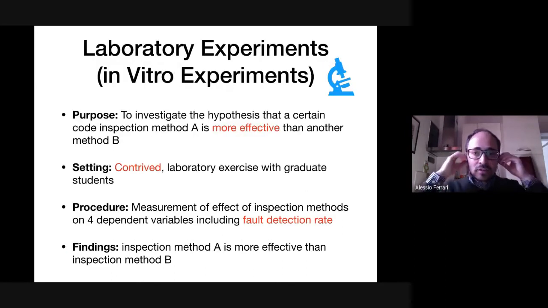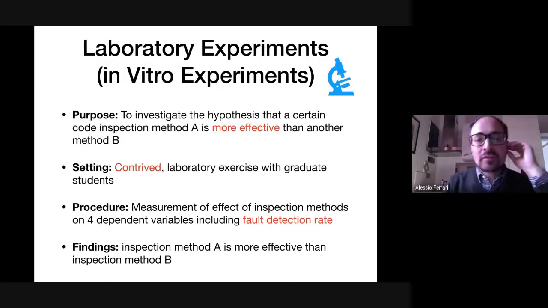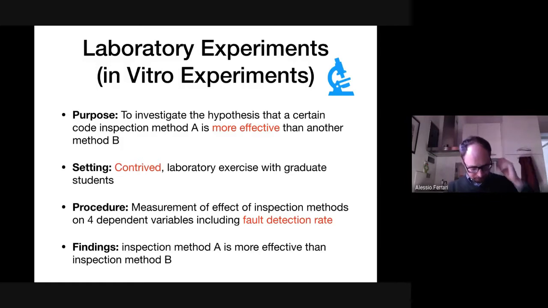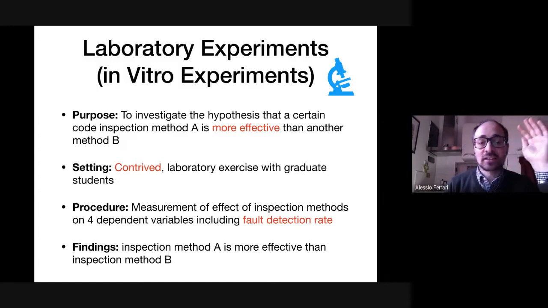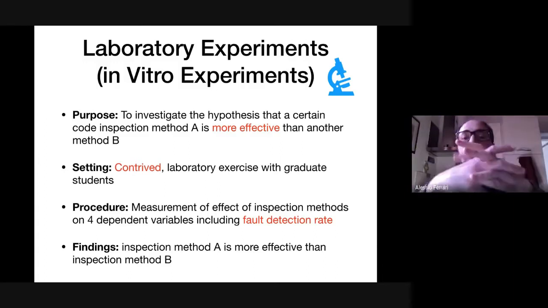Now let's see laboratory experiments, so in vitro experiments. In this example, you want to investigate the hypothesis that a certain code inspection method A is more effective than another method B. Typical experiment, okay? The setting is contrived, as we are dealing with contrived settings, as for the simulation case.